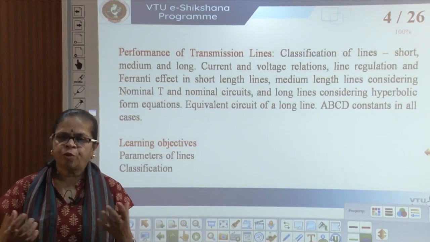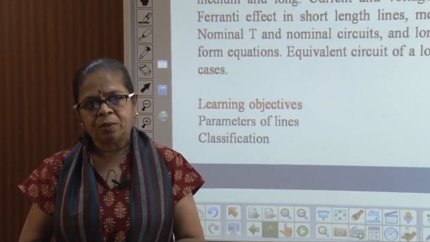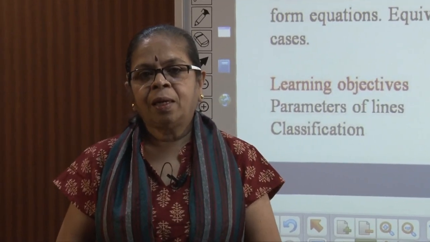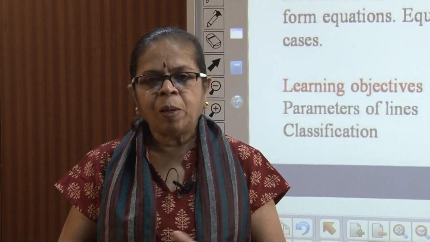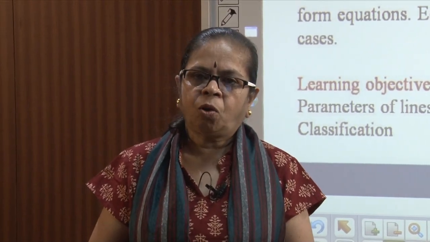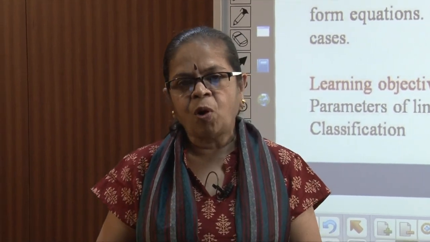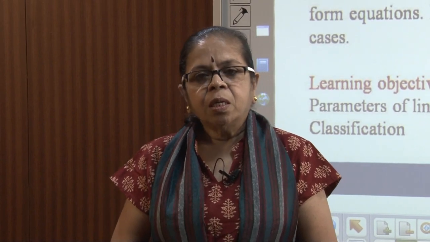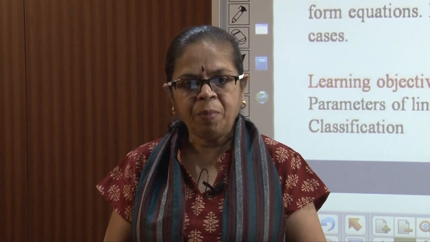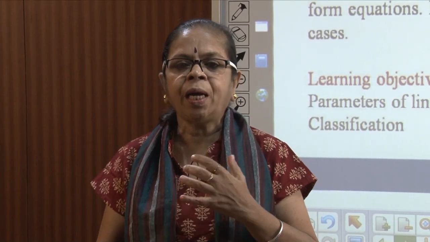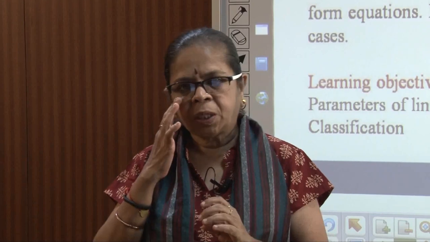And for each of these different types of lines, we will try to get the equivalent circuit so that we can get the characteristics of the line. Throughout, we will be using ABCD constants or ABCD parameters, and we will derive these parameters for different cases. So, our first learning objective is to know what the parameters of the lines are and how to classify the lines. Now let's see what this is all about.